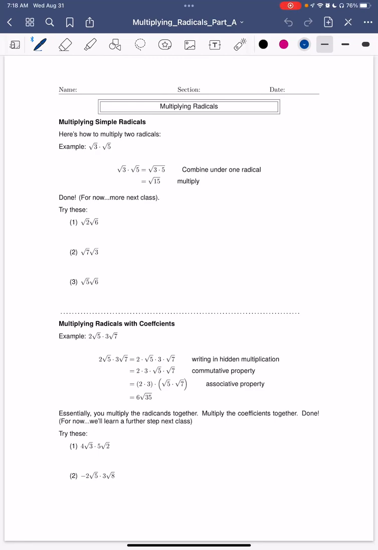In this video, I'm going to run through with you the basics of multiplying simple radicals. So let's do this first example together. For example, let's multiply radical 3 times radical 5. It's actually not super difficult.